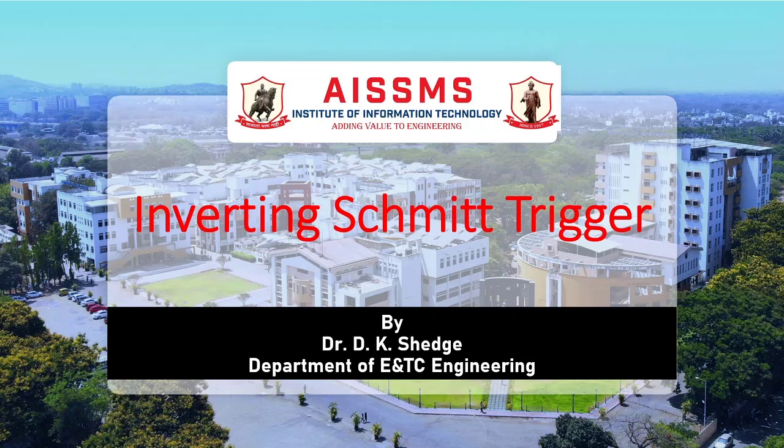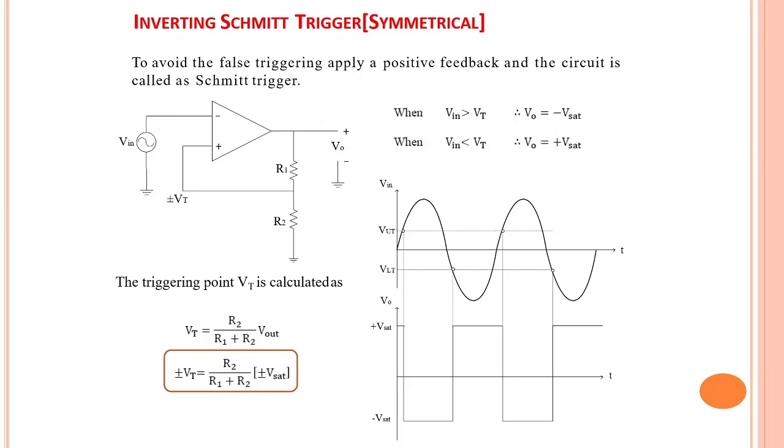Today we'll discuss the Schmitt trigger, the inverting Schmitt trigger. Schmitt trigger is actually the improved version of the comparator. In a comparator, we use an operational amplifier in open loop. There, even if the input crosses a single level, the output changes its state.